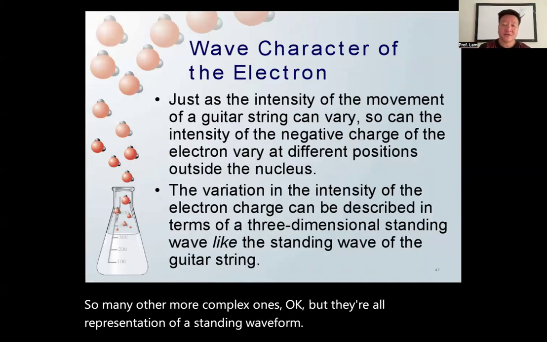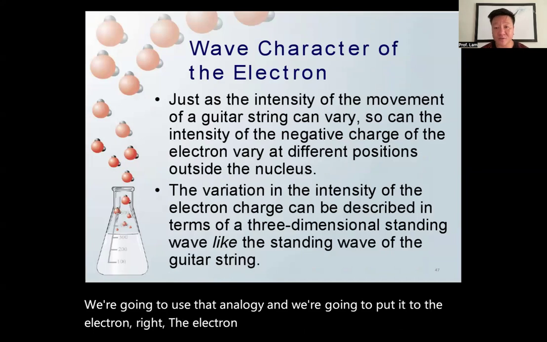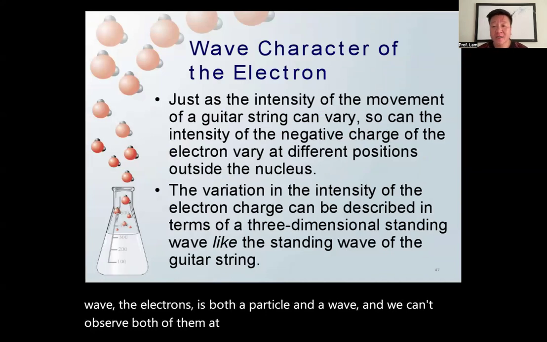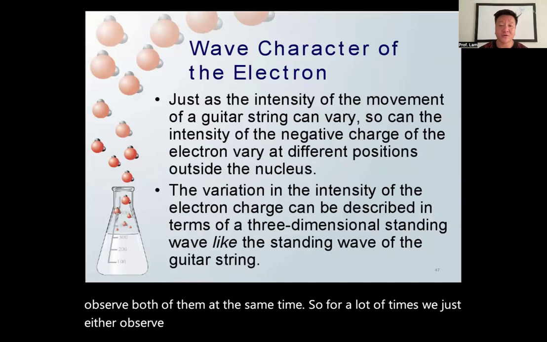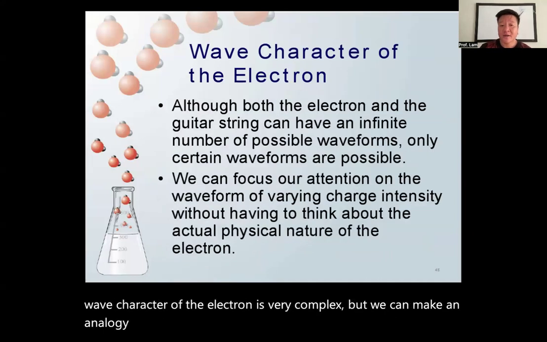We're going to use that analogy and we're going to put it to the electron, right? The electron has wave characteristics as well. The electron is both a particle and a wave, right? And we can observe both of them at the same time. So a lot of times, we just either observe the electron as a particle or a wave. And the wave character of the electron is very complex, but we can make an analogy to the guitar.